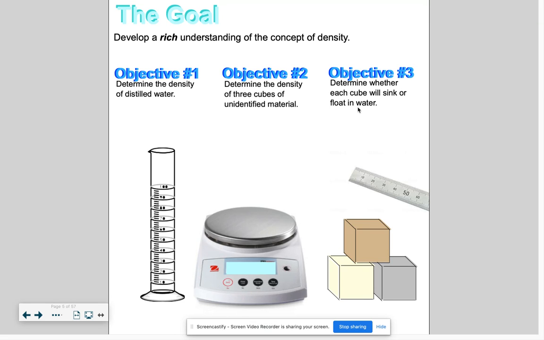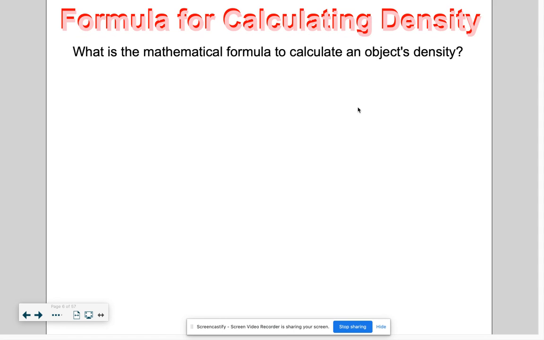Our third objective is to determine, once we know the density of these blocks, whether or not they will sink in water. So we need to achieve the second objective before we can do the third objective. That means, obviously, we're going to need to know how to calculate density.